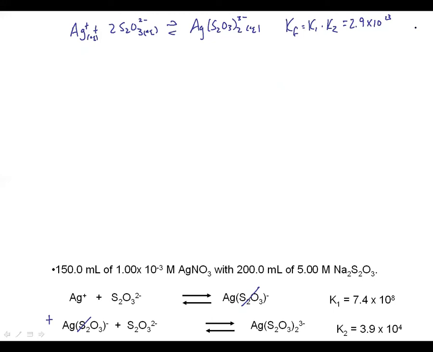So now we can do our ICE table like we did before. We will take our initial concentration of our silver, which was our 4.29 times 10 to the minus 4 from the previous page, and that's molarity. We have 2.86 here, molarity, and 0. We can see, since we did calculate it, that we do have that large value for our KF.